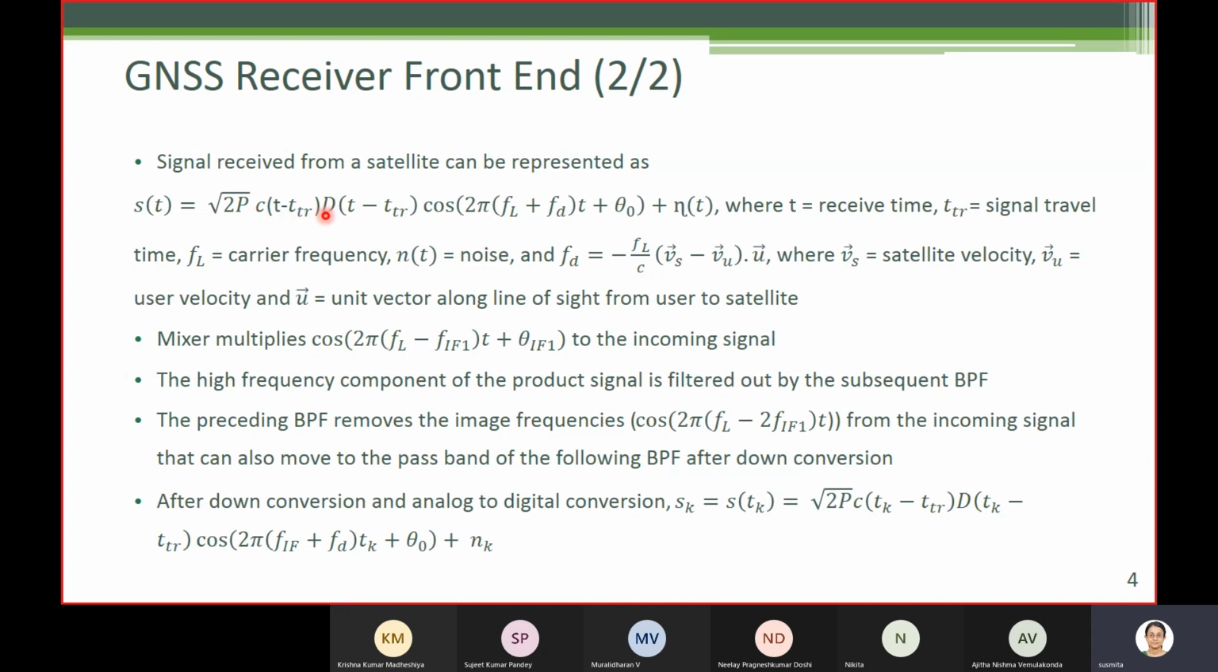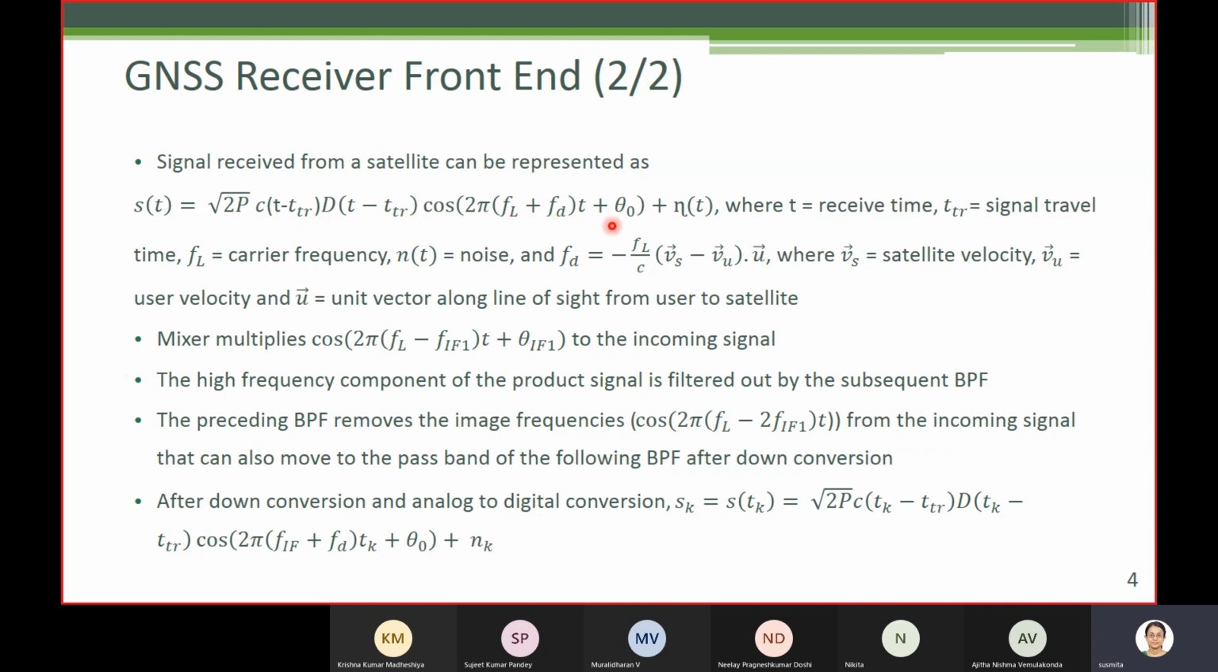Then C is the code, D is the navigation data, t is the time of reception, and TTR is the signal travel time, the time that the signal requires to reach the receiver after it started from the satellite. So when we subtract the travel time from the time of reception, we get the time of transmission. Since code and data were transmitted by the satellite, we should have the time of transmission as the argument. That's why TTR is subtracted from t for both code and data.